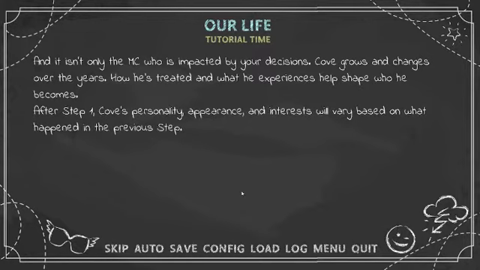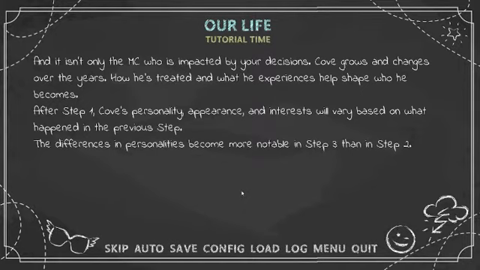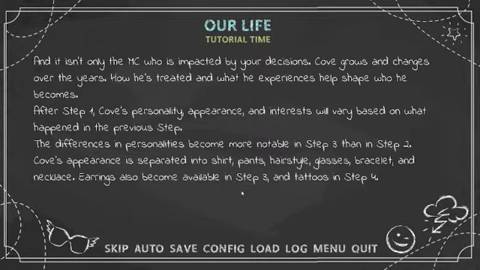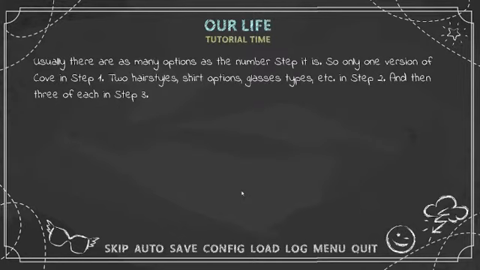After step 1, Cove's personality, appearance, and interests will vary based on what happened in the previous step. The differences in personalities become more notable in Step 3 than in Step 2. Cove's appearance is separated into shirts, pants, hairstyles, glasses, bracelet, and necklace. Earrings also become available in Step 3 and tattoos in Step 4.